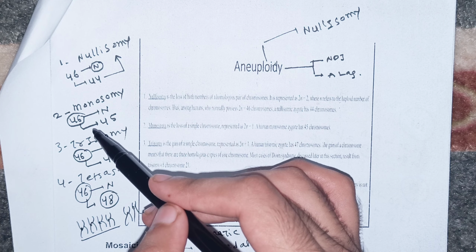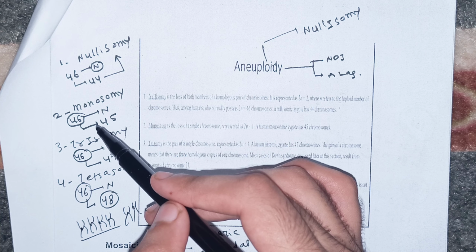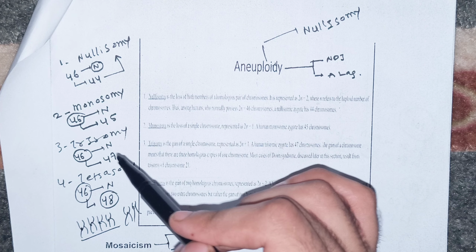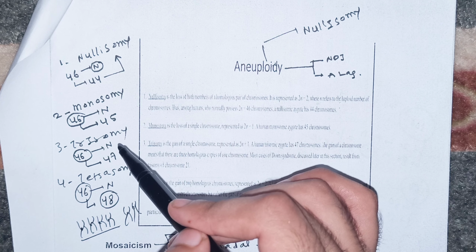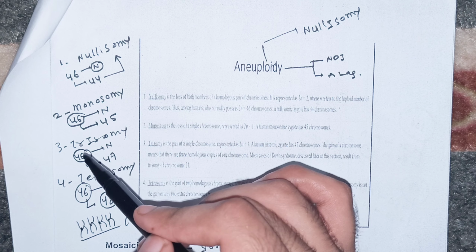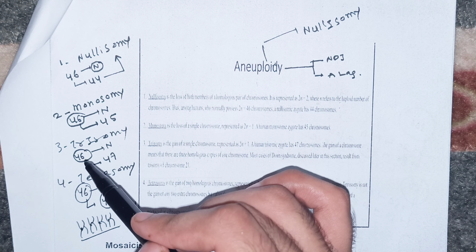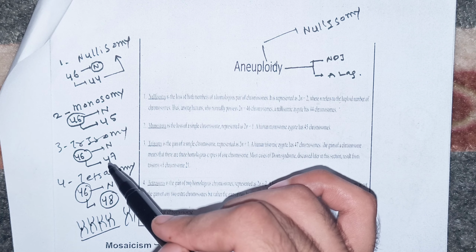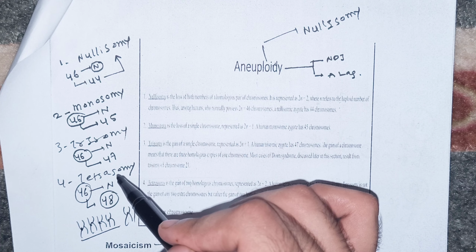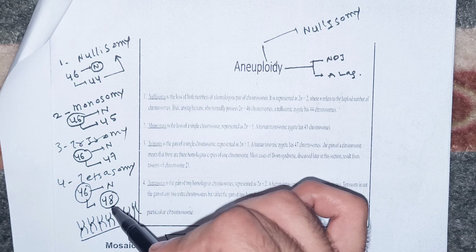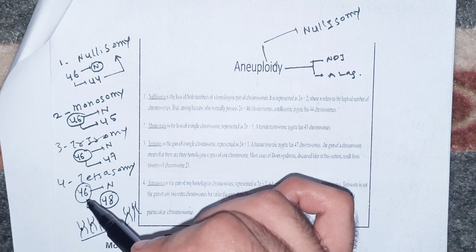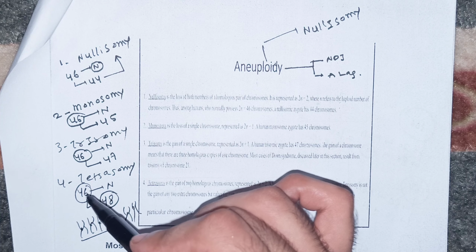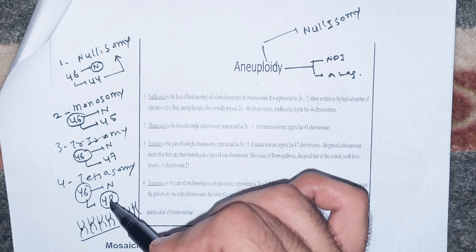Only one single chromosome is lost, that is, it becomes from 46 to 45. It is called monosomy, okay, and it is called trisomy when one chromosome is added. 46 is the normal number of chromosomes, and if one chromosome is added, that will become 47, and this is the trisomy, okay. And it is said to be tetrasomy when a pair of homologous chromosomes is added. That is, when a pair is added, it will become 48, okay. Normal is 46, when a pair is added, this is called tetrasomy, right?